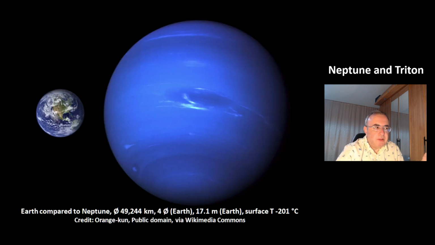This is Earth compared to the planet Neptune. Neptune has a diameter of 49,244 kilometers. That's 4 times the diameter of Earth. It has 17.1 times the mass of Earth. And surface temperature is minus 201 degrees Celsius.